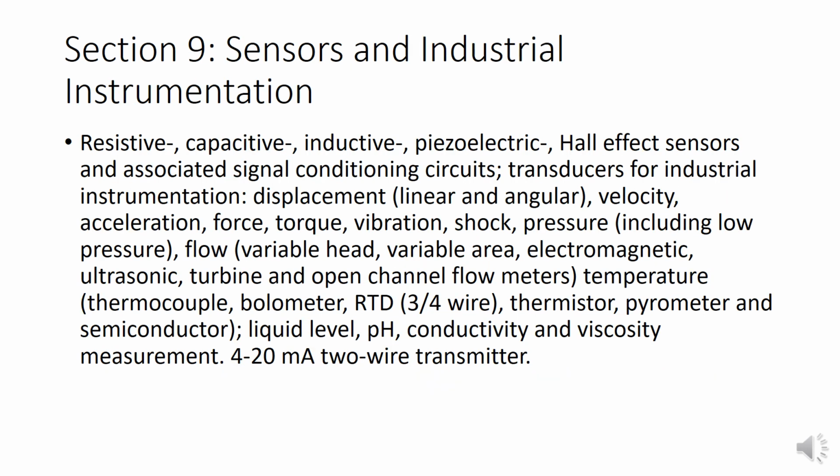For sensors and industrial instrumentation, you have resistive, capacitive, inductive, piezoelectric and Hall effect sensors and associated signal conditioning circuits, transducers for industrial instrumentation: displacement, linear and angular velocity, acceleration, force, torque, vibration, shock, pressure including low pressure, flow: variable head, variable area, electromagnetic, ultrasonic, turbine and open channel flow meters, temperature: thermocouple, bolometer, RTD, thermistor, pyrometer and semiconductor, liquid level, pH, conductivity and viscosity measurement, 4 to 20 milliampere, 2-wire transmitters.